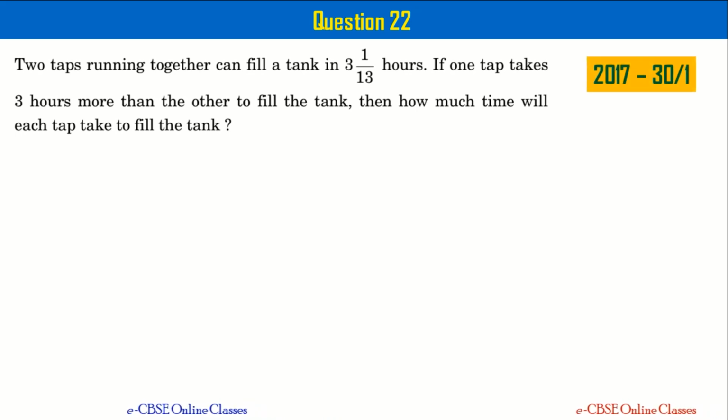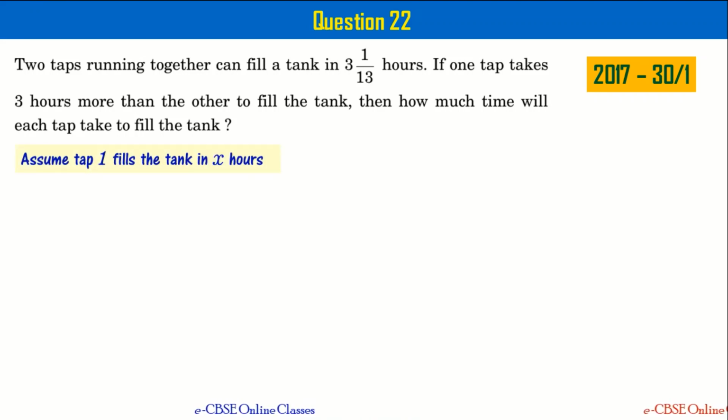Two taps running together can fill a tank in 3 1/3 hours. If one tap takes 3 hours more than the other to fill the tank, then how much time will each tap take to fill the tank? It is more or less similar to the earlier problem we have done. So let me assume that tap 1 fills the tank in x hours. It means in 1 hour, it can fill 1/x portion of the tank. Please take a note of that.